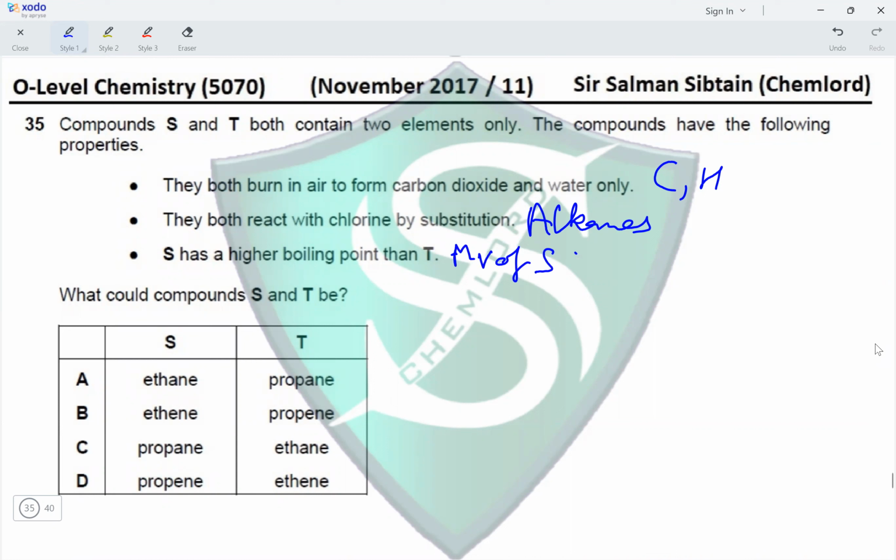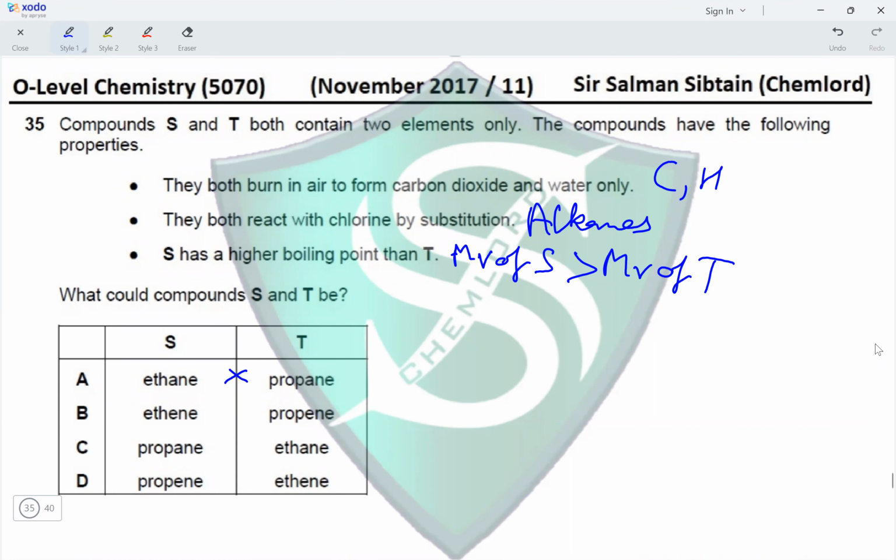Mr of S is greater than Mr of T, which means a greater number of carbon atoms. So option A, ethane and propane. Both are alkanes, but ethane is smaller than propane, making this option incorrect.